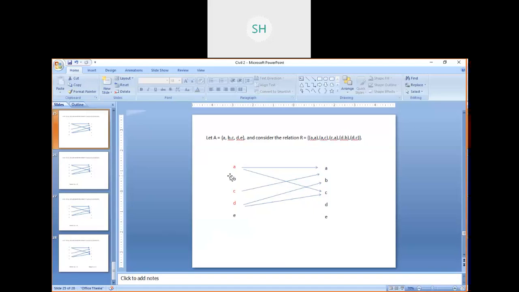So here, I have marked some elements from the first column in red color. The red color elements are A, C and D. If you notice it carefully, all the arrow marks are from A, C and D. So these red color elements, that means the elements from where we have started the arrow marks, are called the domain. So domain is equal to A, C, D.